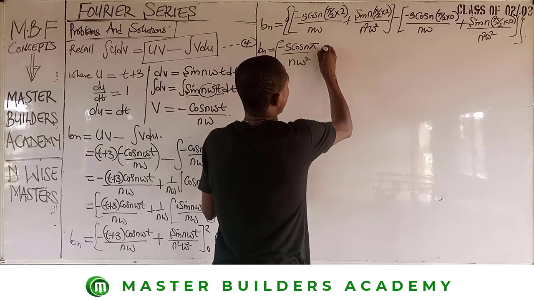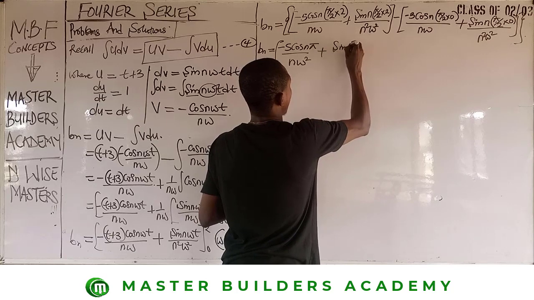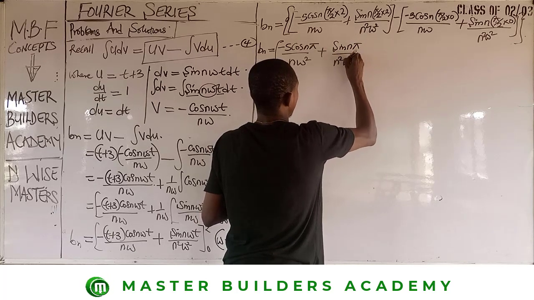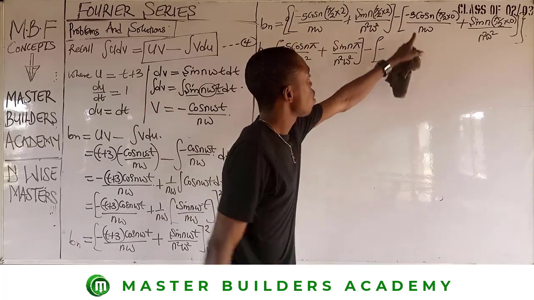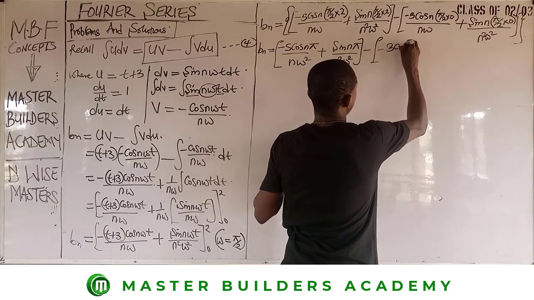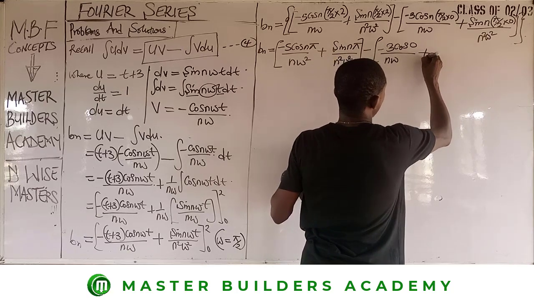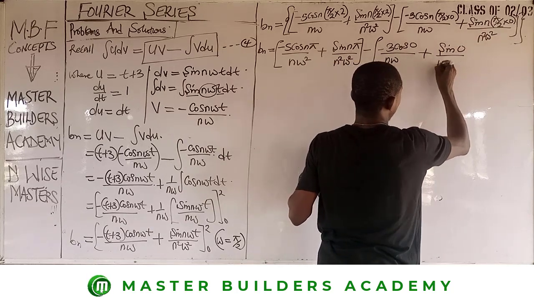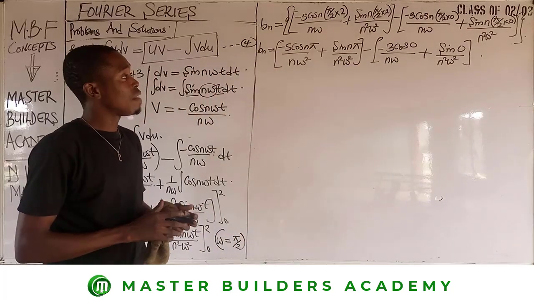Alright, then plus 2 into 2 would have given us sine n pi all over n squared omega squared. Then minus into minus. For this other guy, we have minus 3 cos 0 all over this plus sine 0, anything multiplied by 0 is 0, all over n squared omega squared. This is what we have.